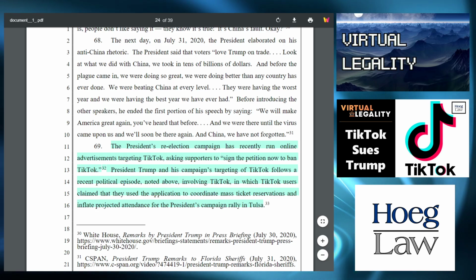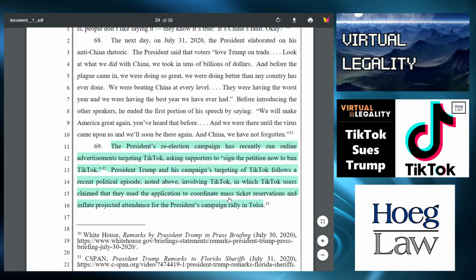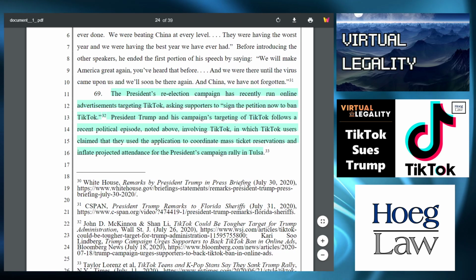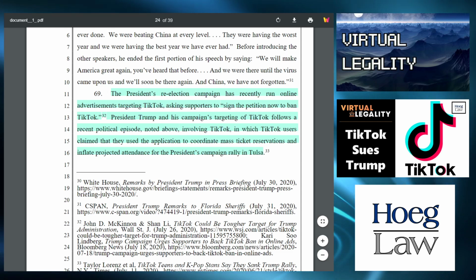Now, you do have an interesting paragraph here which suggests a little bit more nefarious purpose. And as we said, with respect to that Tulsa campaign rally, I think that TikTok at least presents a good image of the president as acting outside of what should be the authority granted by Congress, in which they say the president's reelection campaign has recently run online advertisements targeting TikTok, asking supporters to sign the petition now to ban TikTok. President Trump and his campaign's targeting of TikTok follows a recent political episode noted above involving TikTok, in which TikTok users claim that they used the application to coordinate mass ticket reservations and inflate projected attendance for the president's campaign rally in Tulsa. Said another way, hey, look, the president is hurt by all of this and has now actually had campaign materials issued to say ban TikTok.